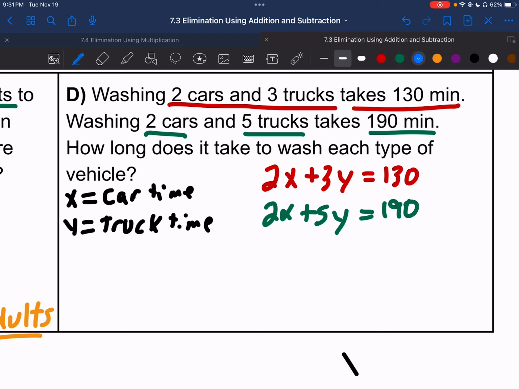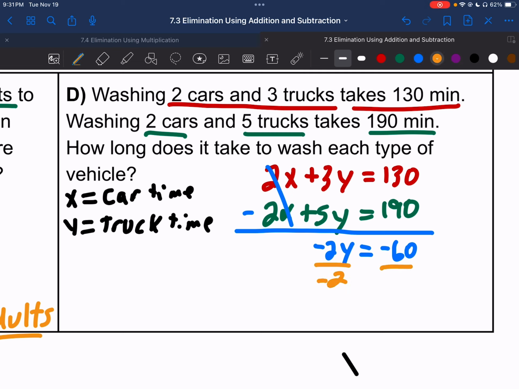Now, in both instances, we had 2 cars that were being washed, so we're going to subtract these equations. The 2x's cancel out. 3y minus 5y is negative 2y, and 130 minus 190 is negative 60. And now I need to divide both sides by negative 2. Y is equal to 30 minutes for a truck. So it takes a half an hour to wash a truck.